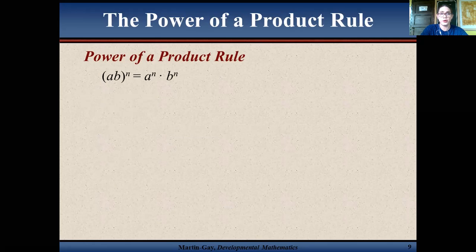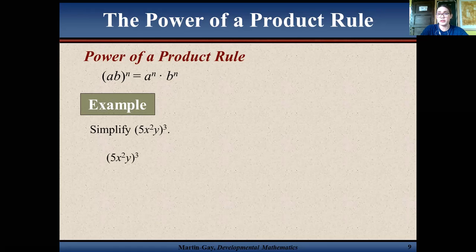Another rule is the power of a product rule. So (ab) quantity raised to the power of n is equal to a to the power of n times b to the power of n. So let's have an example. 5x squared y, close quantity, cubed. To simplify this one, applying the power of a product rule, you will just distribute the exponent to each term, each expression there in the term. So we have 5, x squared, and y. You just distribute the cube. So you have 5 cubed, x squared raised to cube, times y cubed. So that gives you what? 125x to the power of 6 y cubed. That is how you apply the power of a product rule.